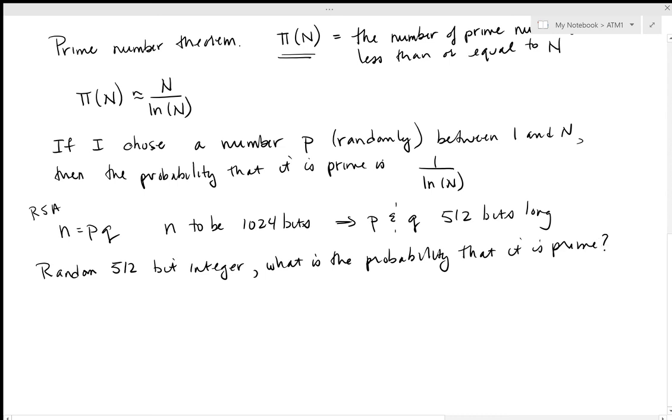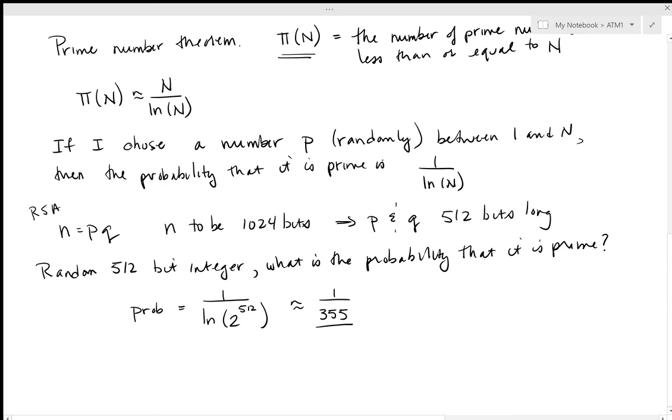What's the probability that it's prime if it's 502 bits long? So that probability is equal to 1 over log to the 2 to the 512. Okay, the number has 512 bits. So the size of n is 2 to the 512. So if I make that calculation, I get 1 in 355.